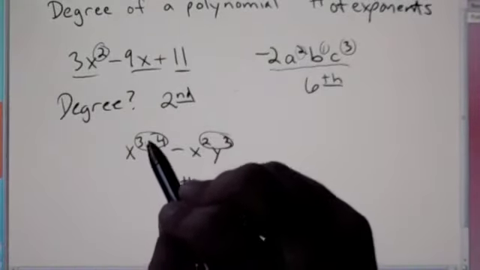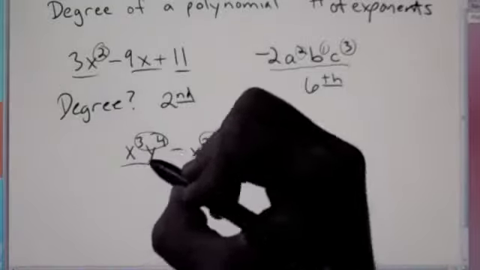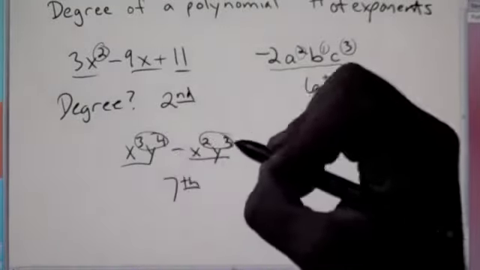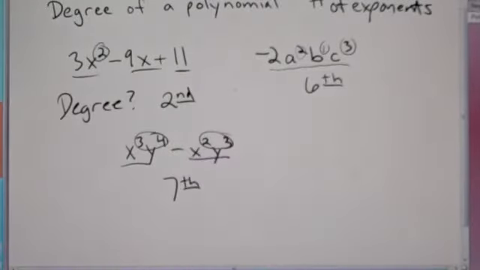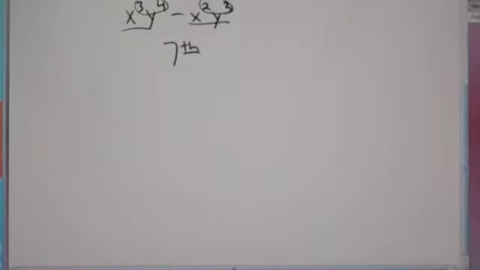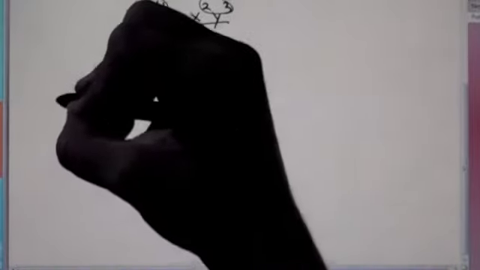Again, add the exponents of each term. So this is one term, this is another. So 3 plus 4 is 7, 2 plus 3 is 5, so we go with the bigger number. Okay? So that's how you find the degree of a polynomial. Now let's talk about combining like terms here. So we're going to subtract some polynomials here.